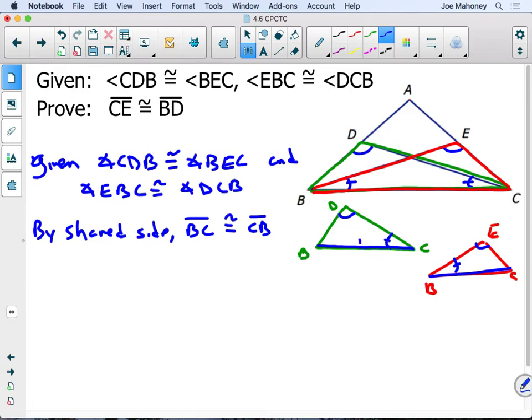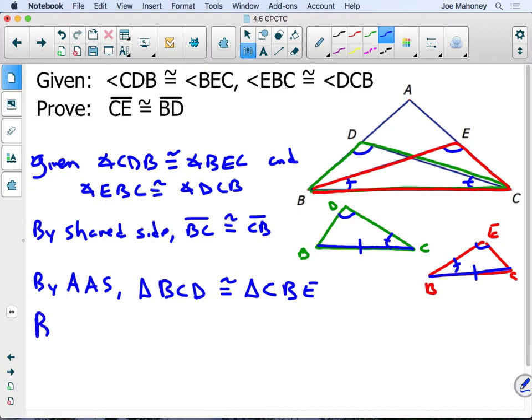Because of that, it looks like I have an angle-angle-side relationship. So by angle-angle-side, triangle BCD, the green one, is congruent to triangle CBE, the red one. And again, by CPCTC, do you remember what that means? No looking back. Corresponding parts of congruent triangles are congruent. I know that side CE is congruent to side BD.